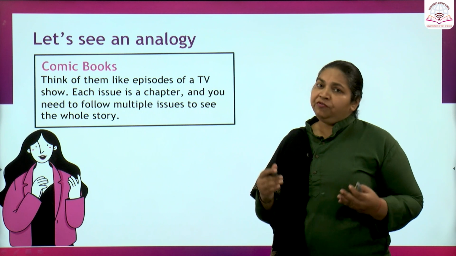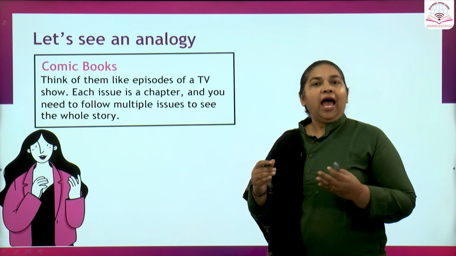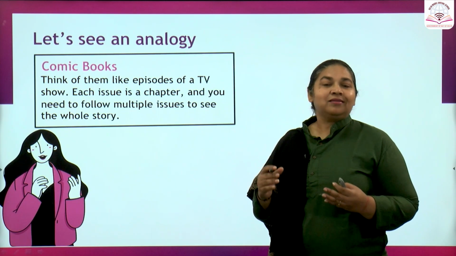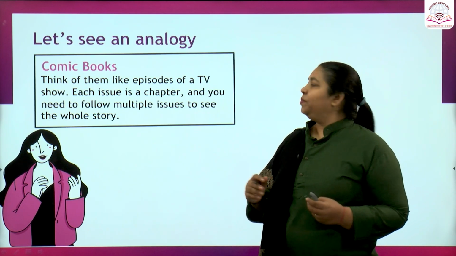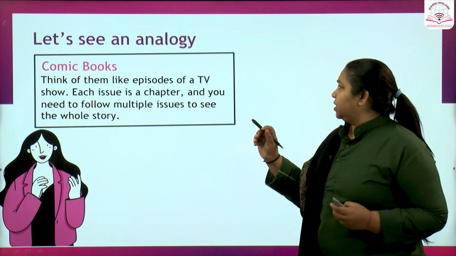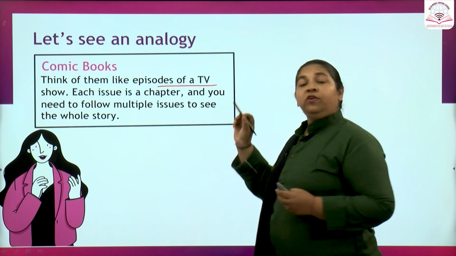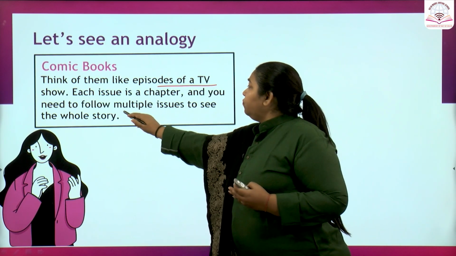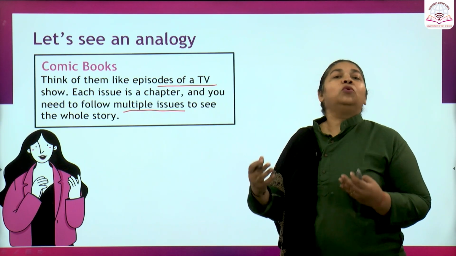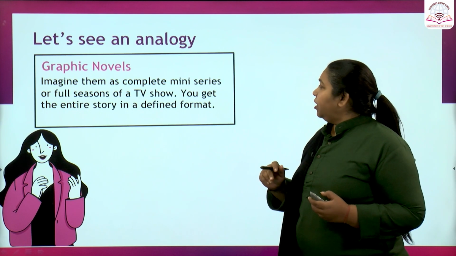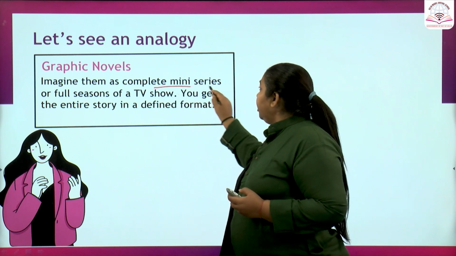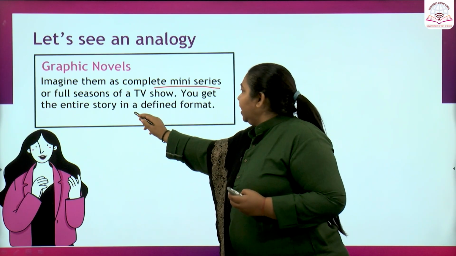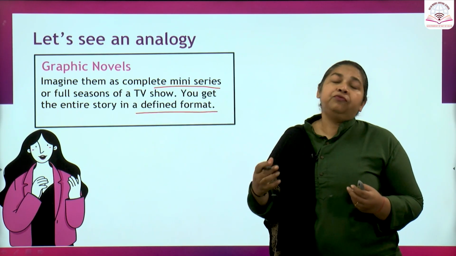After getting so much information about comics and graphic novels, let's see some analogies about comics, graphic novels and comic strips. The first is about comic books. Think of them like episodes of a TV show. Each issue is a chapter and you need to follow multiple issues to see the whole story. And then graphic novels, imagine them as complete mini series or full seasons of a TV show. You get the entire story in a defined format.